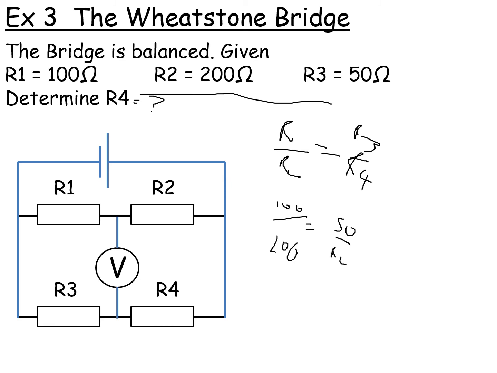So if I work that out, I know that R4, you can do that by cross multiplying. You can use your calculator. It's up to you how you do that. R4 is simply 100 ohms. Now, the really nice thing about Wheatstone bridges is you can check it's the correct answer, because if you sub this back in to the equation, you should get the same ratio on both sides. So 100 over 200 is a half, 50 over 100 is also half, so we know it's correct. So again, that's the nice thing about physics, folks.